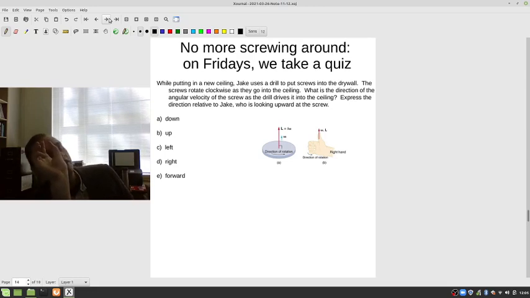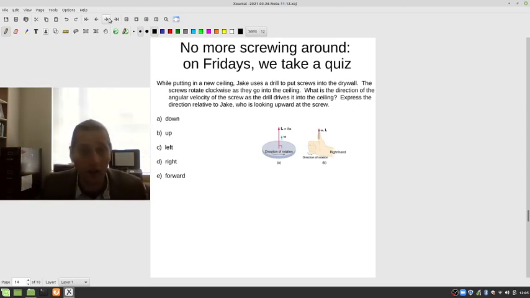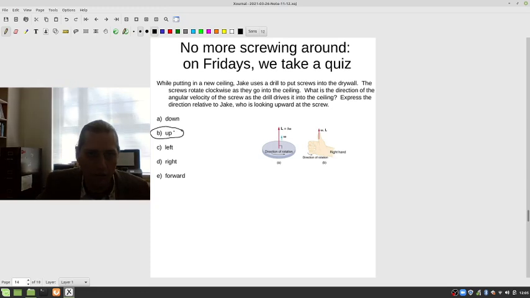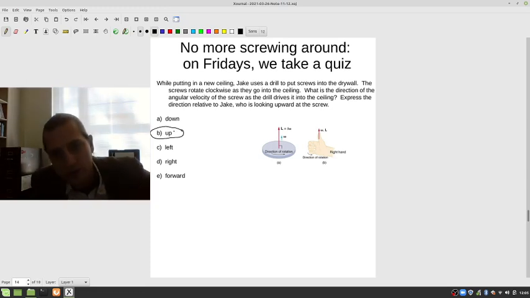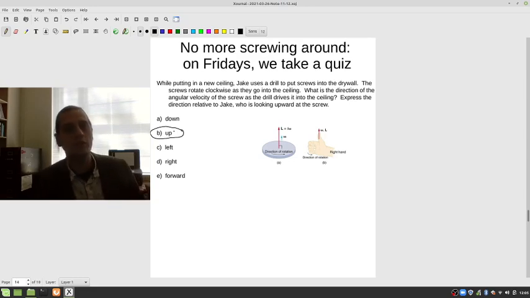Okay, so you're Jake. You're looking up at the screw. You do your righty-tighty, lefty-loosey. You go tight, tight, tight. So it's going around like this. You take your right hand and you go vroom. And you're down here, and you say, oh, it's pointing up relative to me. Okay, so hopefully this is a little less confusing now that you've watched the video and you've done a couple of examples.